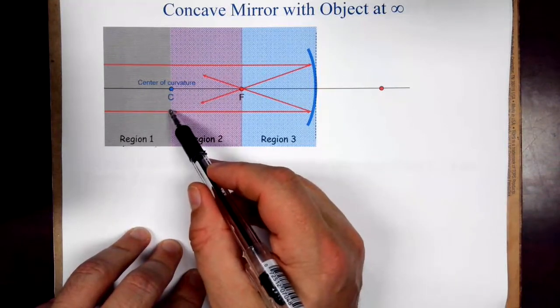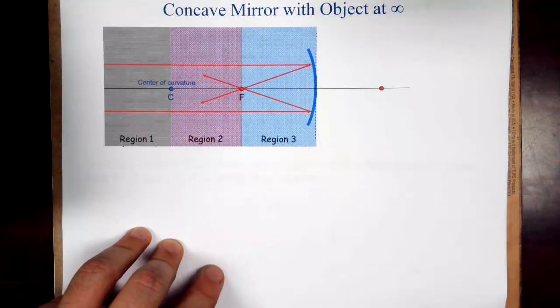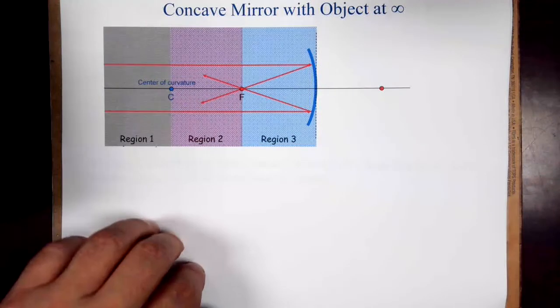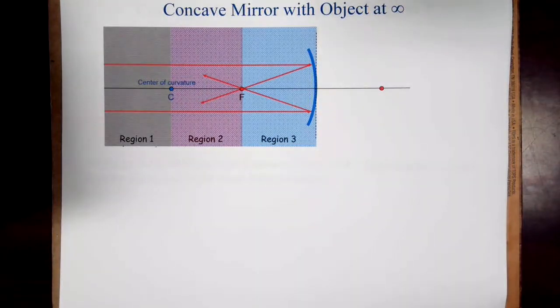If we move past the center point, then we go to region 2, where we are in between the focal point and the center point. Then if we move from region 2 past the focal point, we move into what we call region 3. Region 3 is in between the focal point and the mirror.